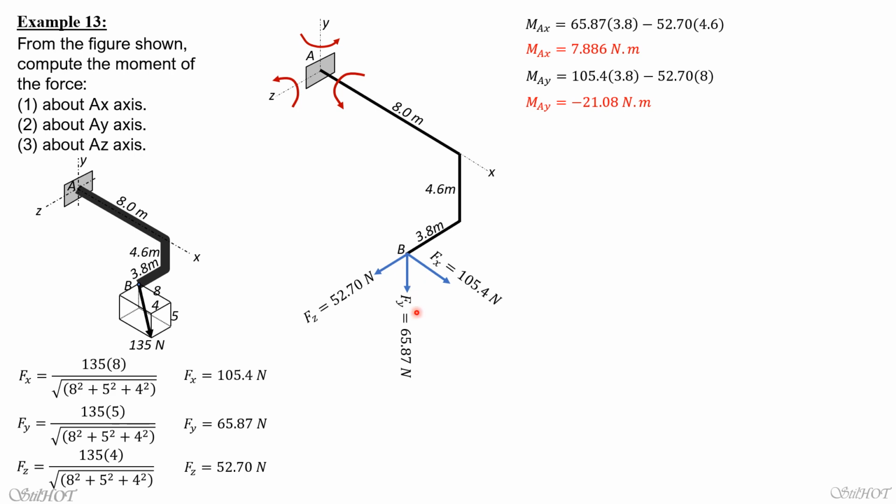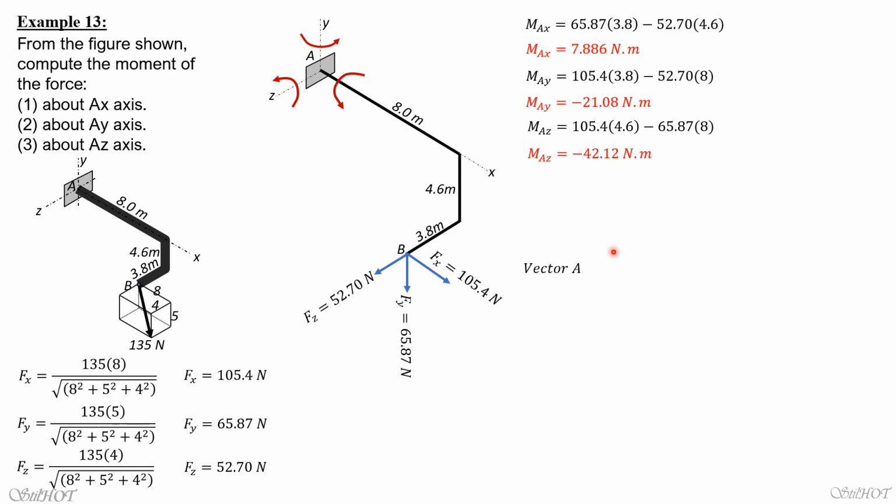Then the moment of Fy is opposite. It's going down, so opposite to that direction. So minus 65.87, the moment arm is 8. The distance of Fy and the z-axis is 8. So 105.4 times 4.6 minus 65.87 times 8. MAz is equal to negative 42.12 newton meter. So these are the moments about x, about y, and about the z-axis.